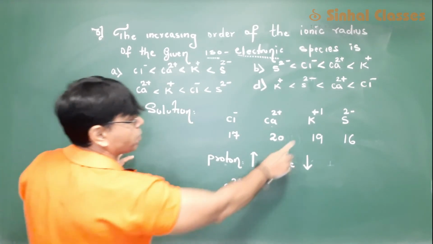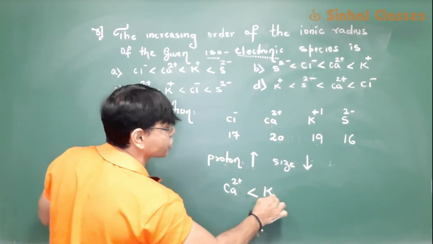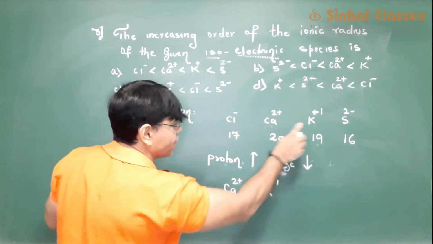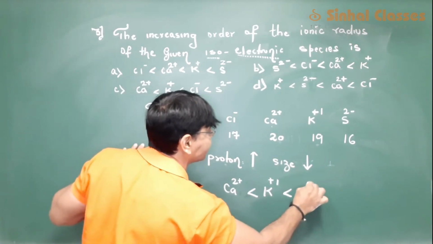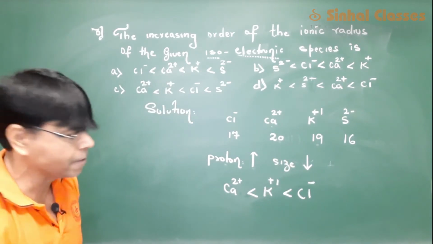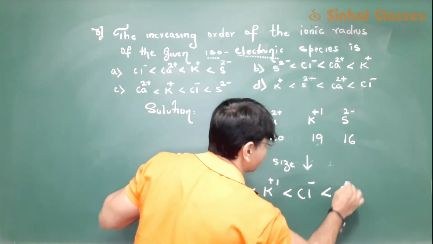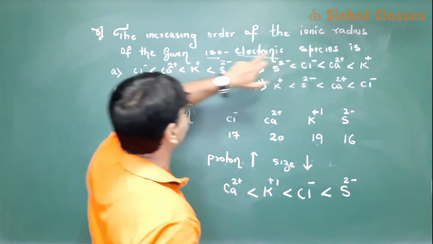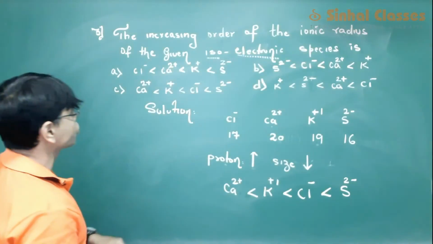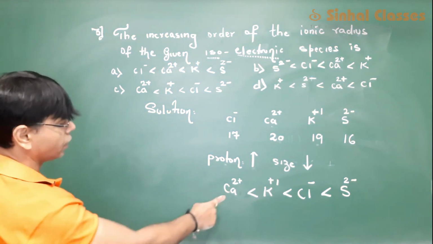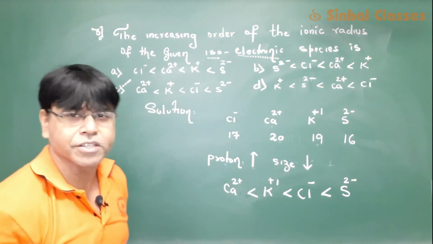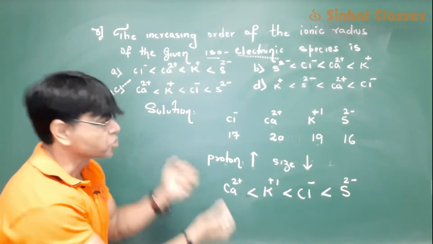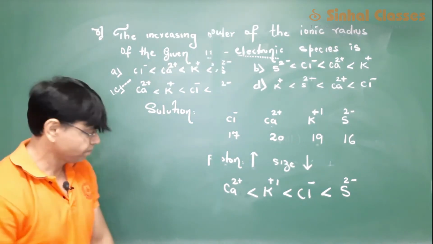Then potassium is larger than calcium because it has 19 protons. And chloride will be larger than this. The size of chloride ion will be more than that of potassium ion. And lastly, sulfide. So this is your order of ionic radii for isoelectronic species. So the answer for this question will be C. C is your answer for question number 3. Okay, simple. So let's go to question number 4 now.